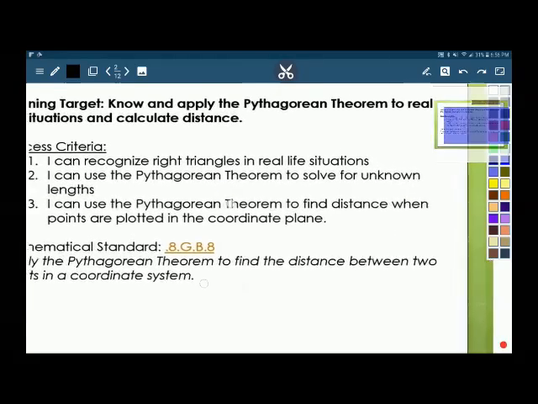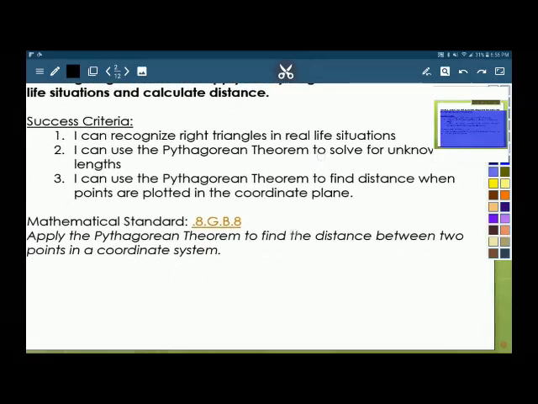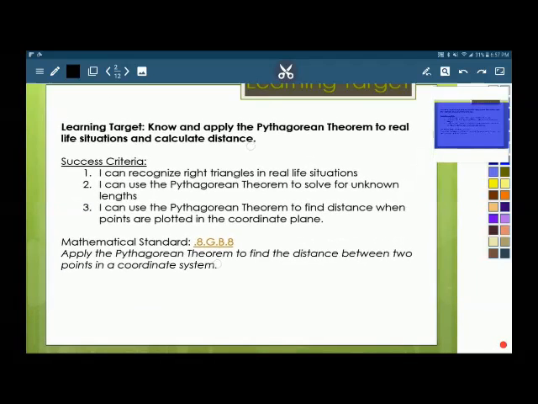So our success criteria on this: recognizing right triangles in real-life situations, we may have to look at 3D objects to try to see the right triangles that are there. Second, I can use the Pythagorean theorem to solve for unknown lengths. Again, distance formula in the coordinate plane, or also unknown lengths on different 3D objects, or also just in plain old right triangles where there are unknowns. And lastly, I can use the Pythagorean theorem to find distance when points are plotted. And that's what I'm talking about with the distance in the coordinate plane.